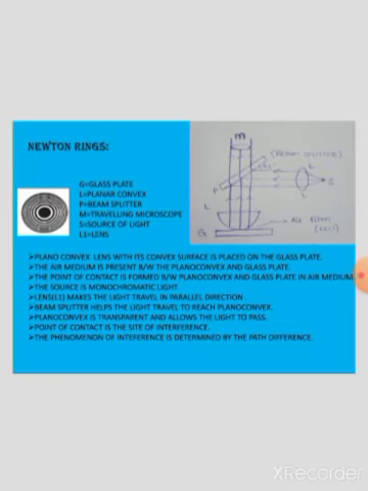And the lens L1 makes the light produced by the source travel in a parallel direction, and the beam splitter, which is vertical and makes a 45 degree angle with the path of the light, helps the light reach the plano-convex lens. Here the plano-convex lens is transparent and allows the light to pass through it. And the point of contact between the plano-convex lens and glass plate is where the interference takes place. And the phenomenon of interference is determined by the path difference.